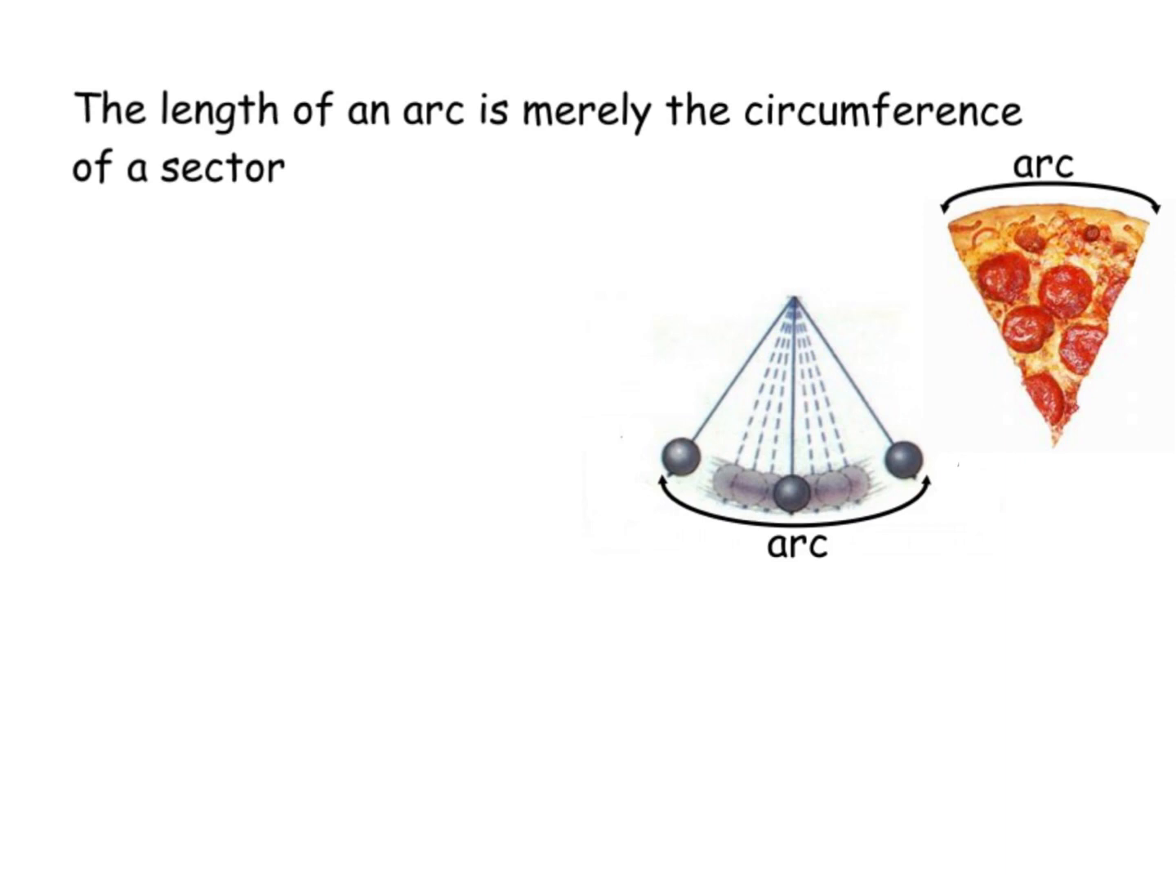And we use lots of examples. We talk about pendulums, we talk about the length of a pizza crust, we talk about putting a ribbon around something or a border. We might even talk about how far the hand on a clock turns. So just remember, an arc is just a fancy word for circumference.